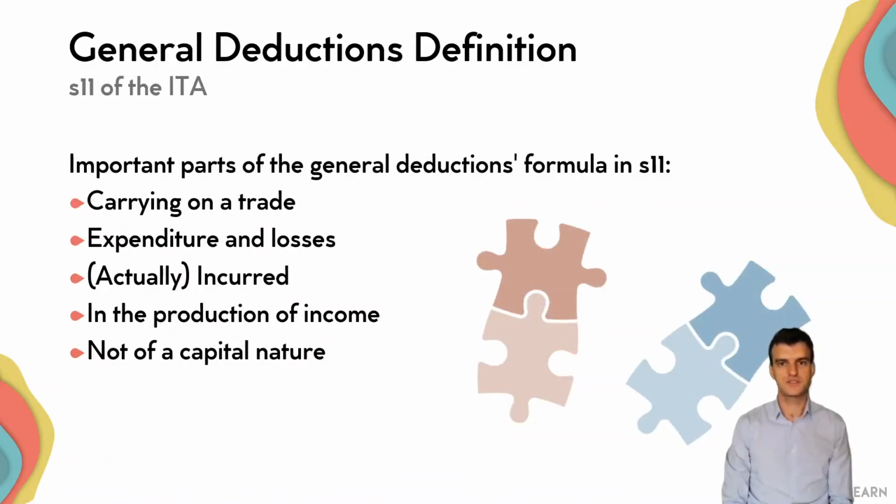As you will see, the elements are on the screen, and most importantly, in order to be able to claim expenditure or losses as a deduction, it has to be in the production of income, and it must be while carrying on a trade. Those are probably the two most important parts of the general definition. And also the expenditure must not be of a capital nature. And we'll look at what that means in our next video, because it also relates to the gross income definition.